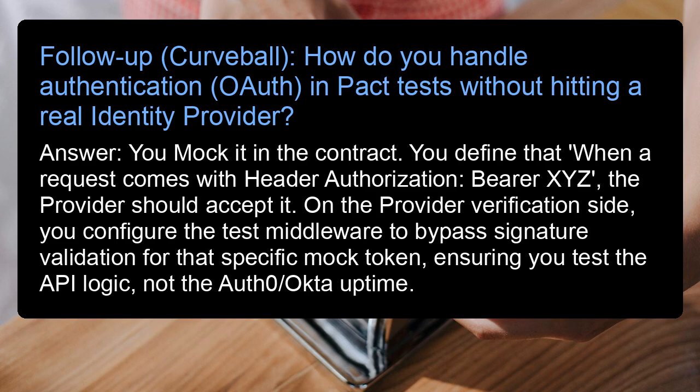Follow-up curveball. How do you handle authentication, OAuth, in PACT tests without hitting a real identity provider? Answer: you mock it in the contract. You define that when a request comes with header Authorization: Bearer XYZ, the provider should accept it. On the provider verification side, you configure the test middleware to bypass signature validation for that specific mock token, ensuring you test the API logic, not the Auth0/Okta uptime.